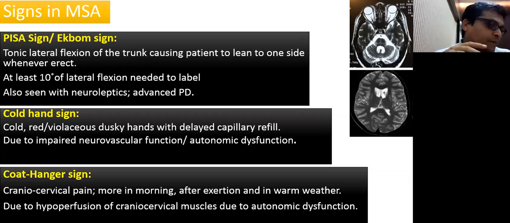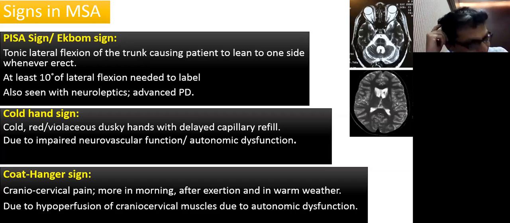In 50 to 70% of MSA patients, because of autonomic dysfunction and impaired neurovascular function, the fingers and hands will be cold, red, dusky, with delayed capillary refill, and this is called the cold hand sign seen in MSA patients.